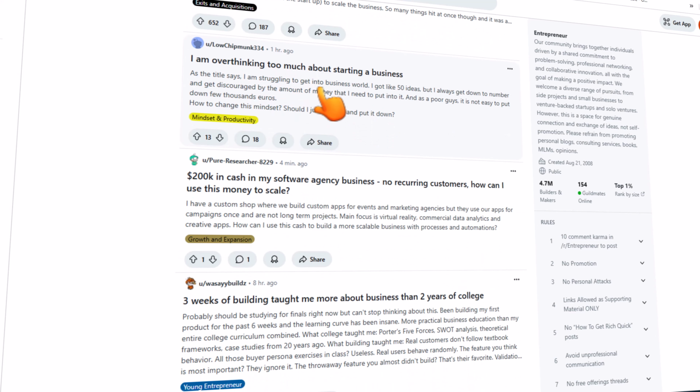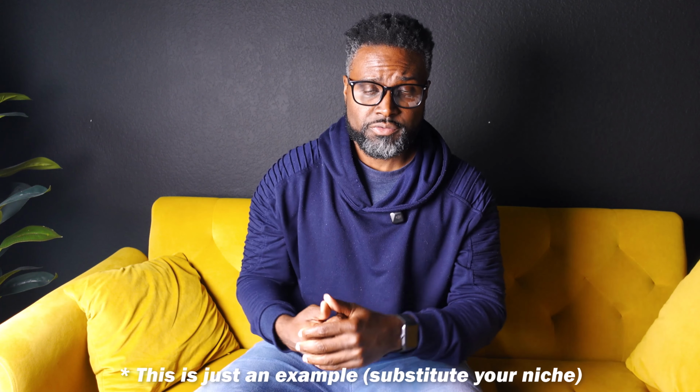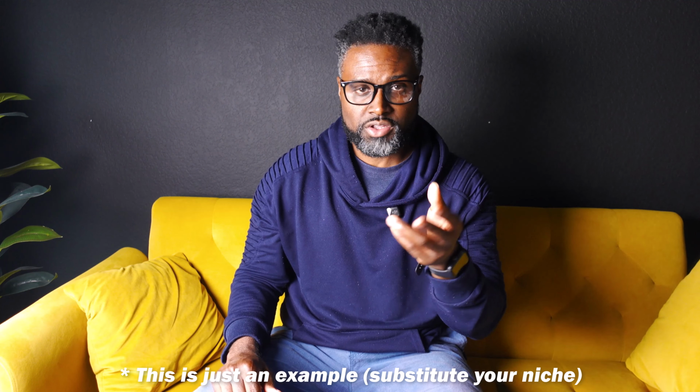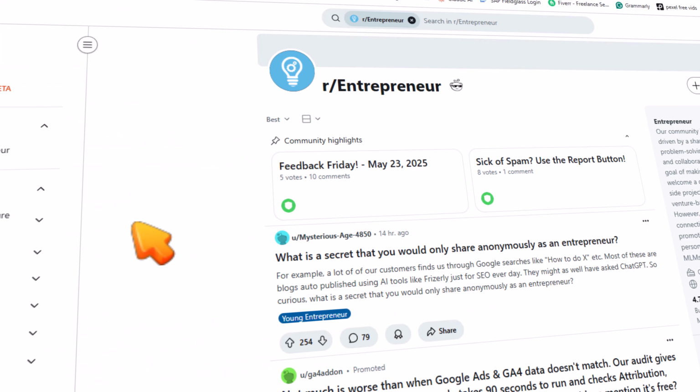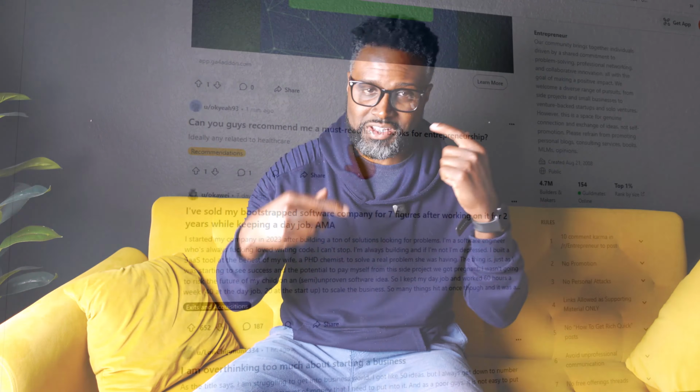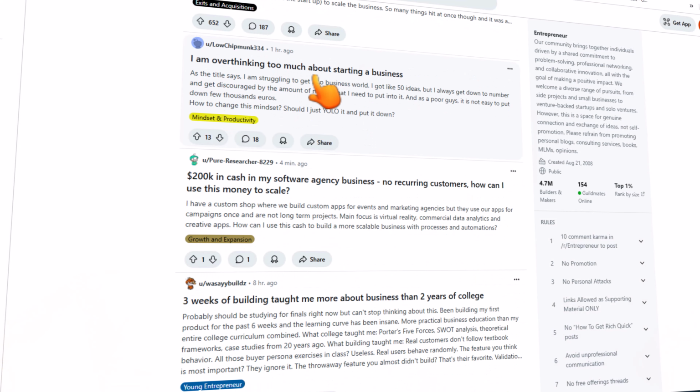And I would just go to Google and type in, for instance, if you were an entrepreneur trying to help people start a business like I do, I would go over to Google and type in entrepreneurs starting Reddit thread. And then just scroll through Reddit. It's going to have some great stuff in there. And then you can pull from that, and that's how you can get ideas to start writing your book.